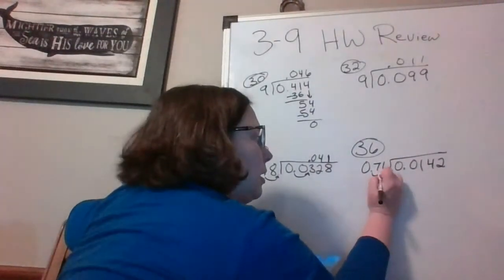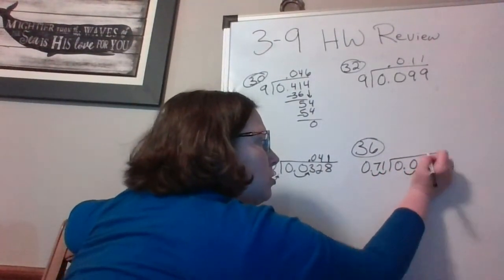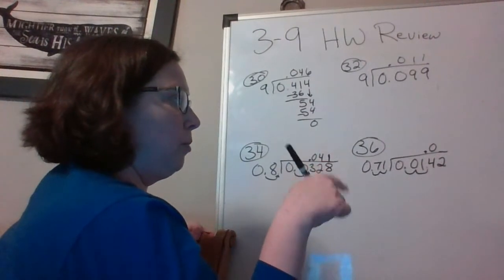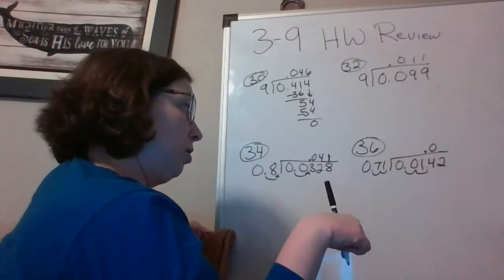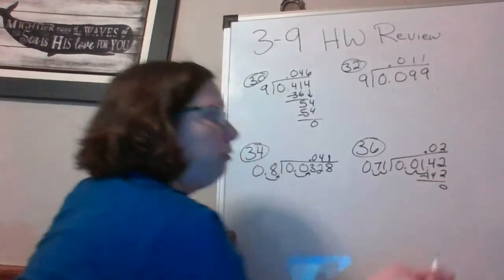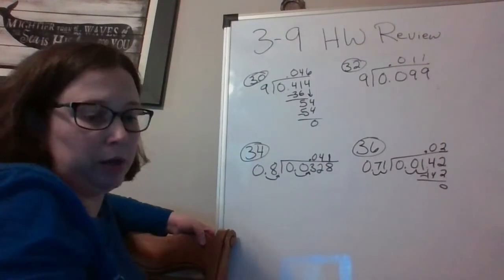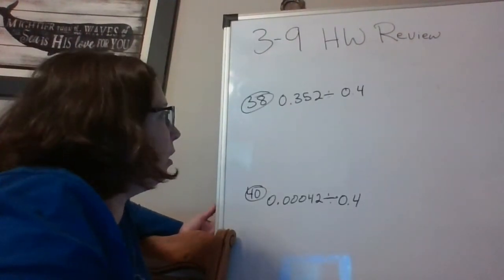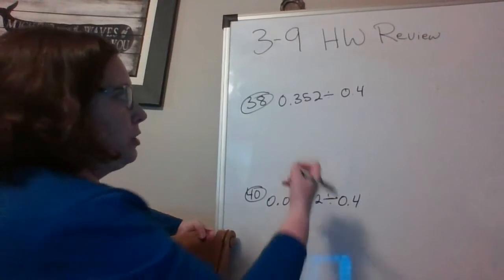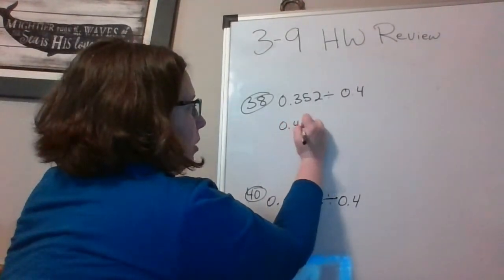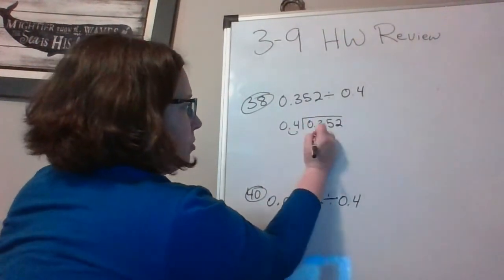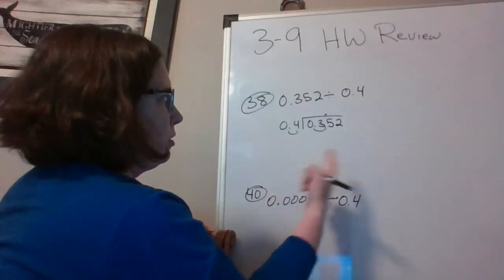Number 36, we take care of our decimals. 71 does not go into 14, but it goes into 142 twice with no remainder. So that answer would be 2/100. Our last two problems, 38 and 40, both are written horizontally. So the first thing that we need to do is write those with our division bar. And then we take care of our decimals. And now we can start dividing.